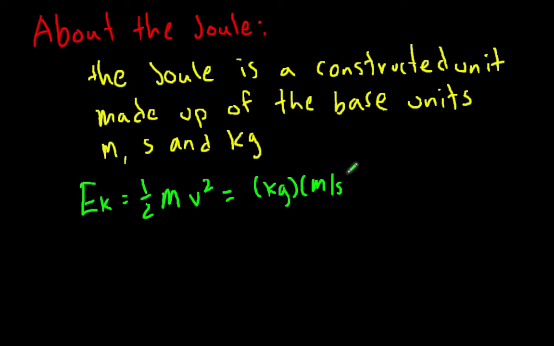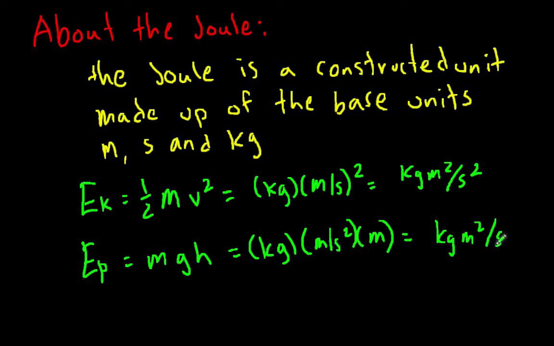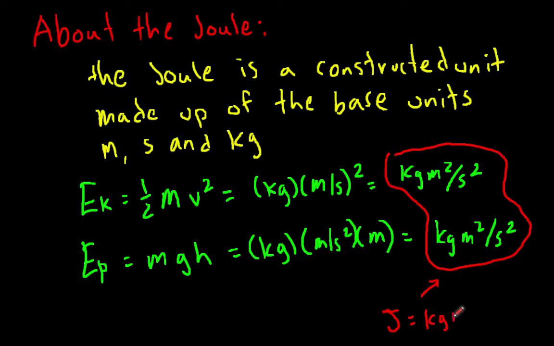Let's look at the kinetic and potential energy formulas to see how they could be constructed from these units. Mass is in kilograms, and speed is meters per second, and speed is squared. This is a kilogram meter squared per second squared. Potential energy is mgh. This is kilograms times meters per second squared times meters, which is kilogram meters squared per second squared. All these base units combine to form the actual unit of the joule. 1 joule is actually a kilogram meter squared per second squared, but this is too difficult to write, so we usually just write it as a joule.